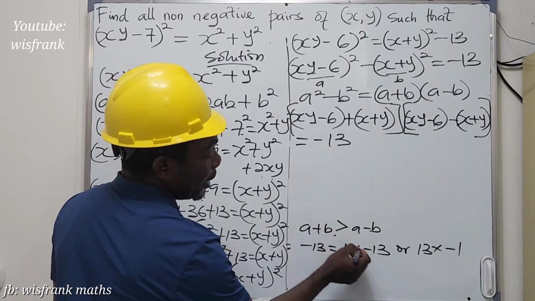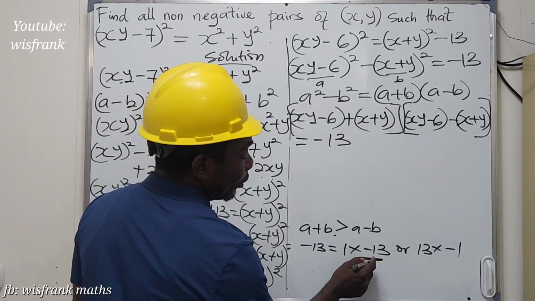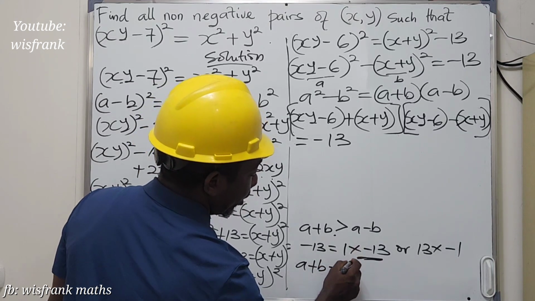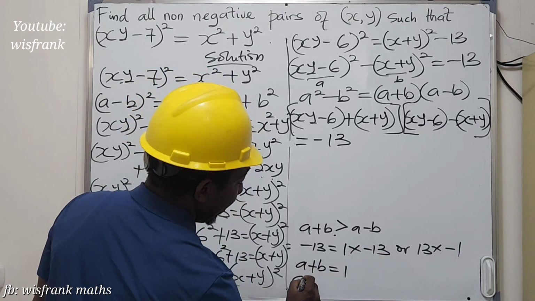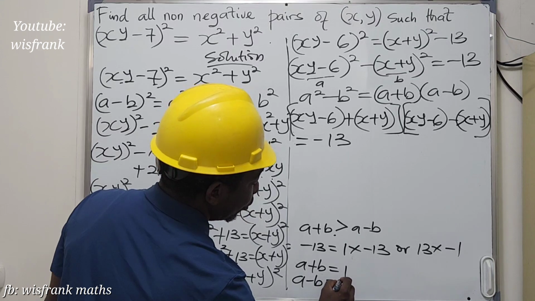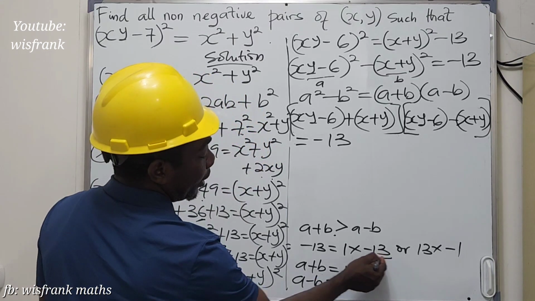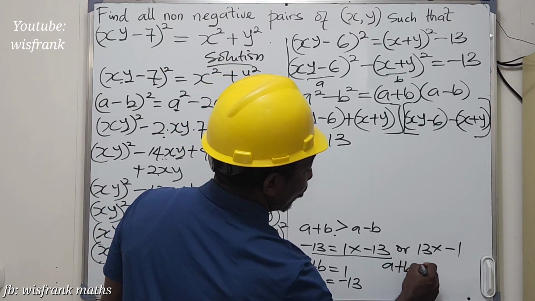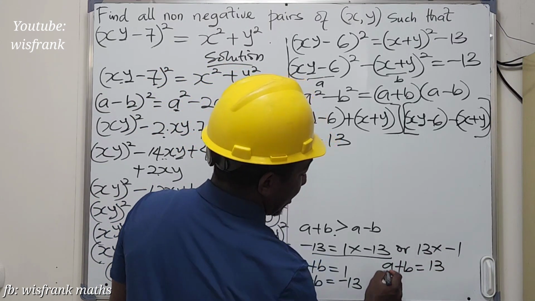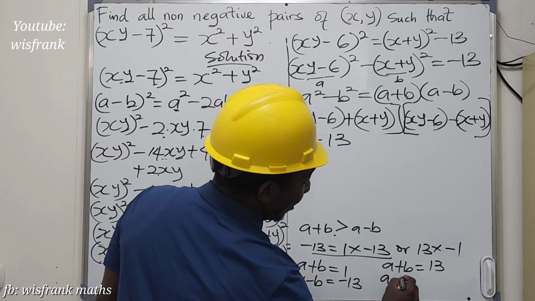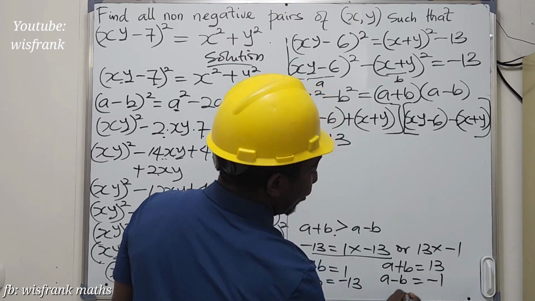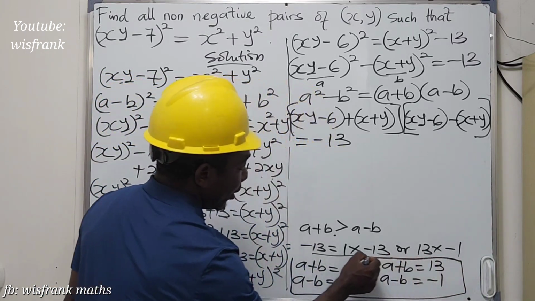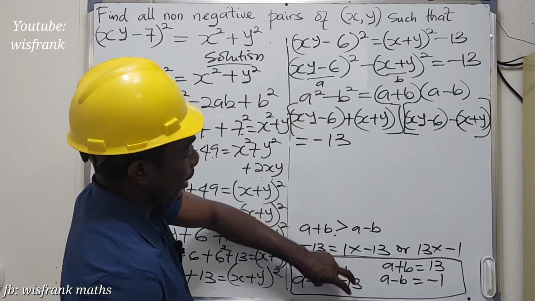So to express this as the product of these factors, a plus b will always equal 1 for the first factor, and a minus b will always equal minus 13. That is for the first factor. Then for the second factor, a plus b will always equal 13. And here we have a minus b will always equal minus 1. So we are going to express this in this format.